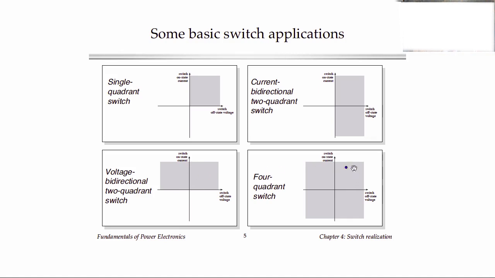And finally, the 4-quadrant switch is the most general case where the switch may have to do anything. It can block either positive or negative voltage when it is turned off, and it can conduct either positive or negative current when it's turned on. So this is the most complex case to both control and to realize with semiconductor devices, but there are examples, most notably AC to AC type converters that need 4-quadrant switches.